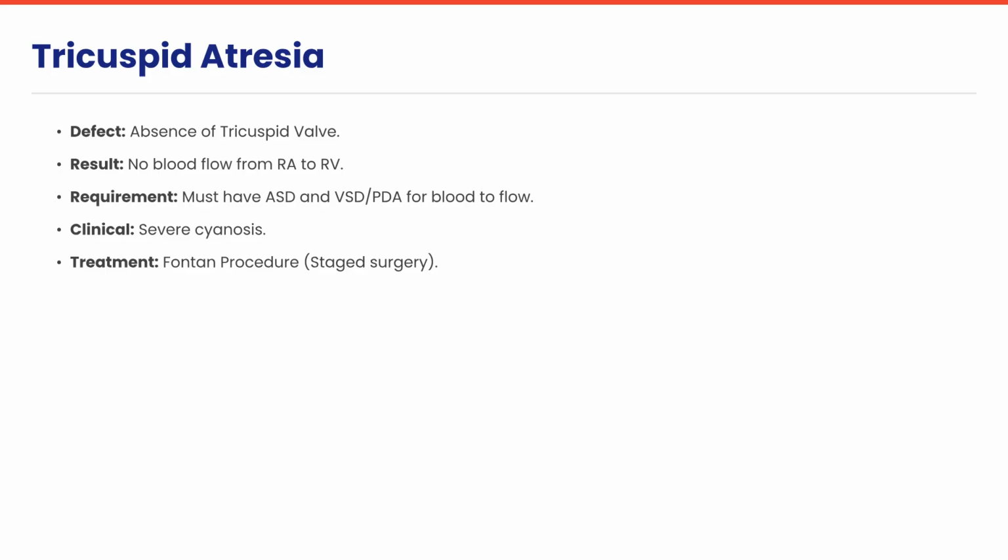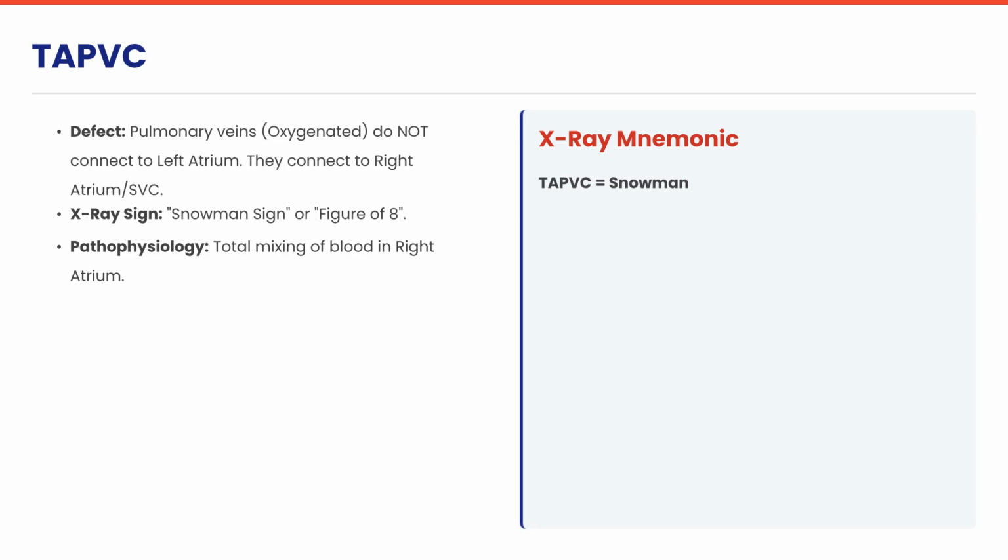Tricuspid atresia is the absence of the tricuspid valve, meaning no blood flows from the right atrium to the right ventricle. Survival requires ASD and VSD, or PDA. Treatment involves the Fontan procedure. Total anomalous pulmonary venous connection, or TAPVC, is a defect where pulmonary veins connect to the right atrium instead of the left. This results in the snowman sign, or figure of 8, on X-ray.